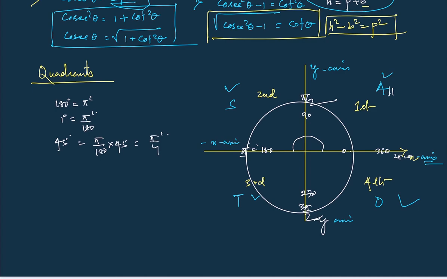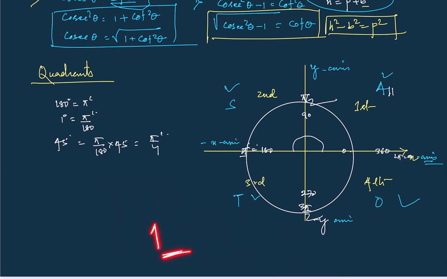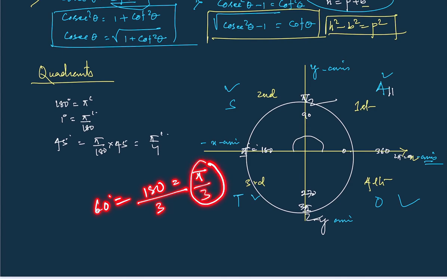Now what is 45 degrees? How to convert that into radians? We know that pi radian is equal to 180 degrees. So pi by 180 is equal to 1 degree. Now if it is 45 degrees, then pi by 180 into 45 is equal to pi by 4. That's why 45 degrees is nothing but pi by 4. Similarly we can go for 60 degrees. 60 degrees means 180 by 3, which is equal to pi by 3. So 60 degrees is nothing but pi by 3.